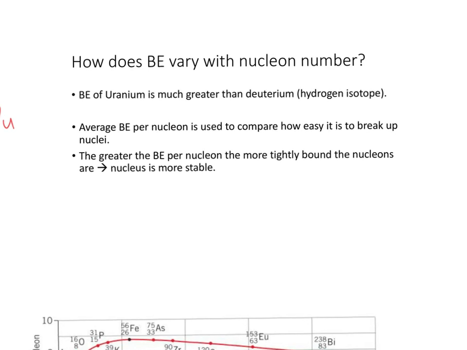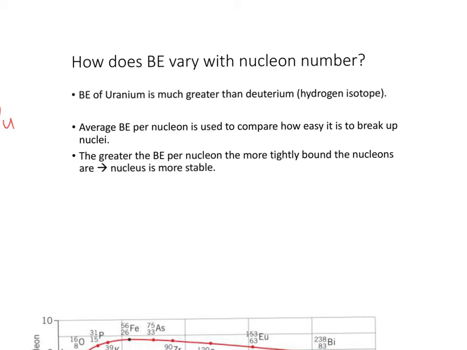So, for example, the binding energy of uranium is much greater than the binding energy of deuterium, which is just a hydrogen isotope. However, the average binding energy per nucleon is actually used to compare how easy it is to break up the nucleus. The greater the binding energy per nucleon, the more tightly bound the nucleons are, and the nucleus is more stable.